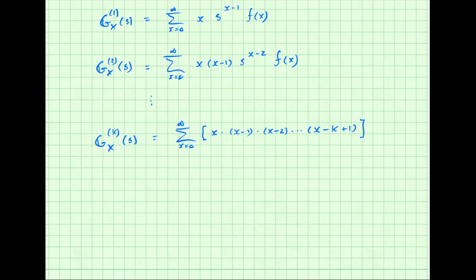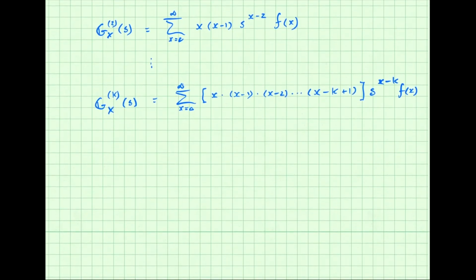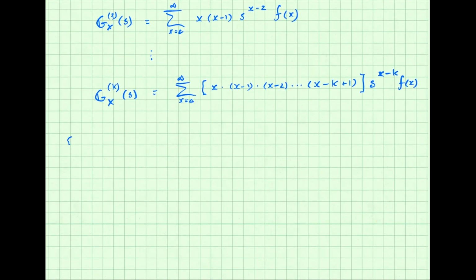Okay, and then we're going to multiply this by s to the x minus k times f of x. Yeah, so that's the generalization. All right, now, to do this proof, the next thing I'm going to do is take each one of those 4 lines. The reason I say this is sort of a proof is that I just made this leap, and I hope you believe me. And the next thing I'm going to do is just evaluate each of these.